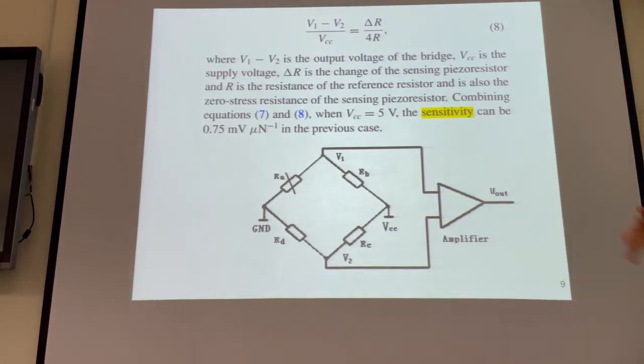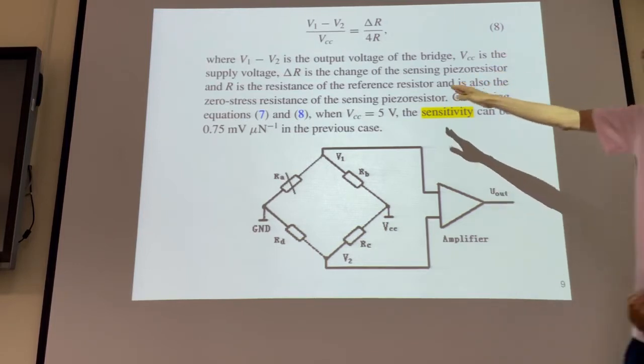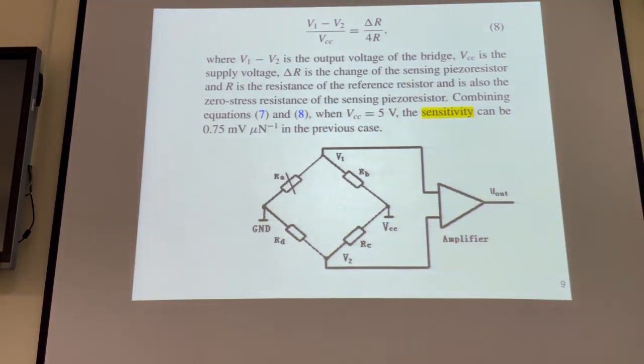Then again, the Wheatstone bridge. I will ask. Okay, could you read this? V1 minus V2 is the output voltage of the bridge, VCC is the supply voltage, delta R is the change of the sensing piezoresistor, and R is the resistance of the reference resistor, and it is also the zero stress resistance of the sensing piezoresistor. Combining equations 7 and 8, when VCC equals 5 V, the sensitivity can be 0.75 mV per micronewton in the previous case.